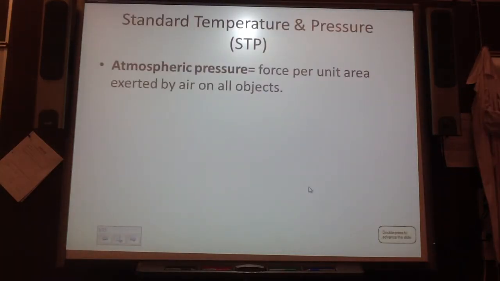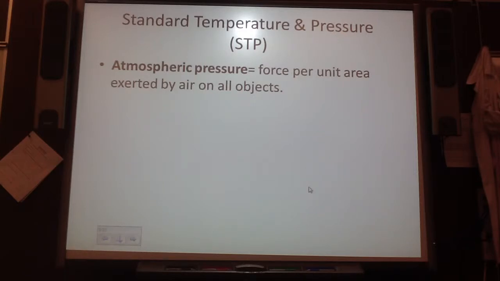Okay, now, there are two things called SATP and STP. We need to know about these. So, STP stands for Standard Temperature and Pressure.